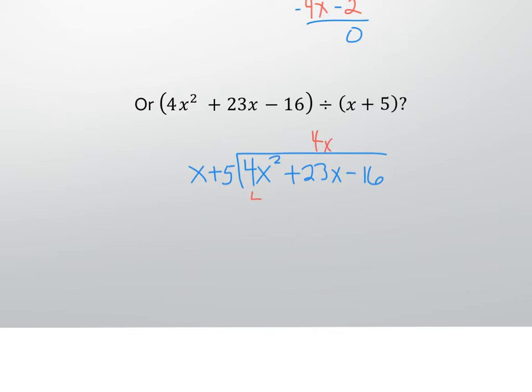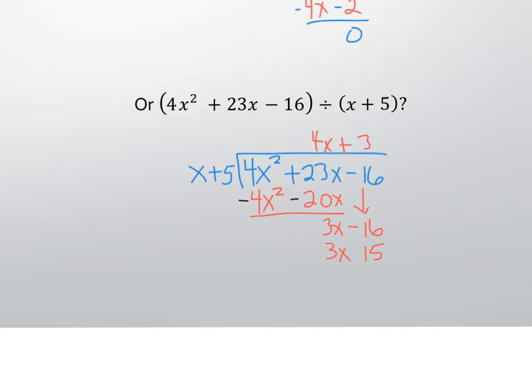4x times x is 4x squared. 4x times 5 is 20x. Now remember, we have to change the signs because we are subtracting, right? We want those 4x squareds to cancel out. 23x minus 20x is 3x, and we drop down the negative 16. And we continue with the same process. x into 3x is positive 3. 3 times x is 3x, and then 3 times 5 is 15.